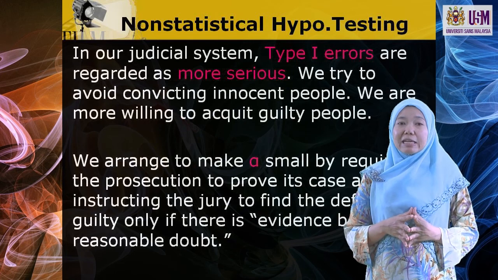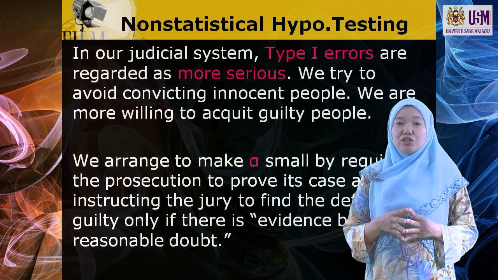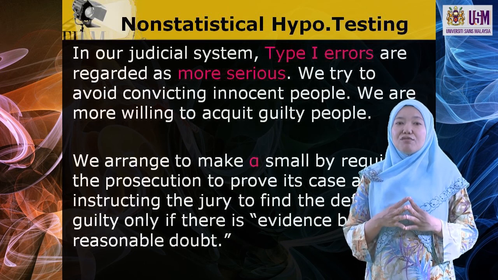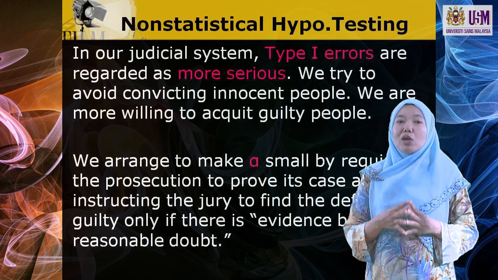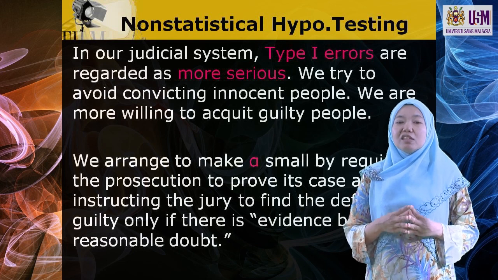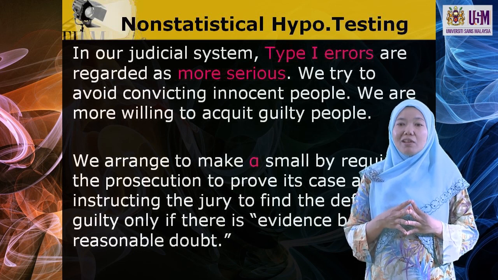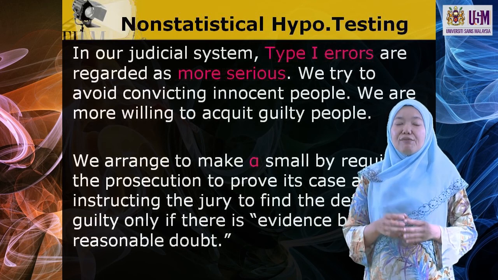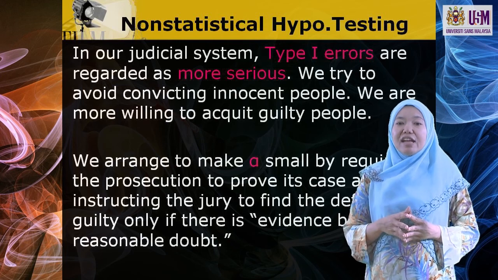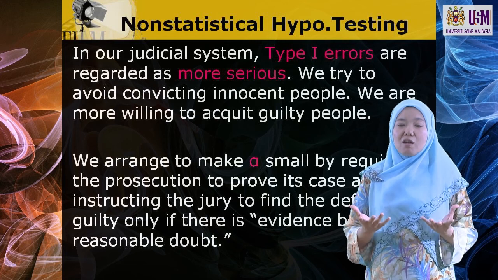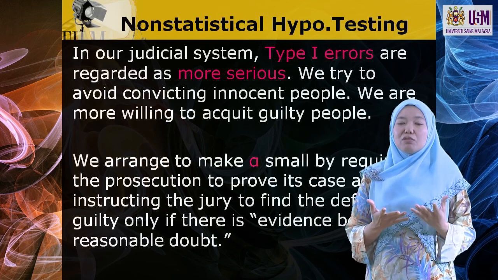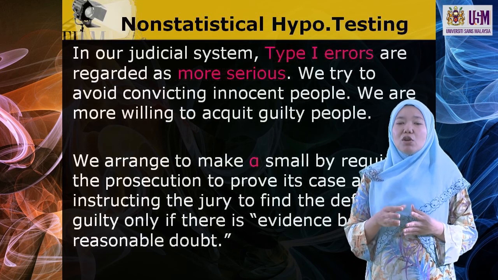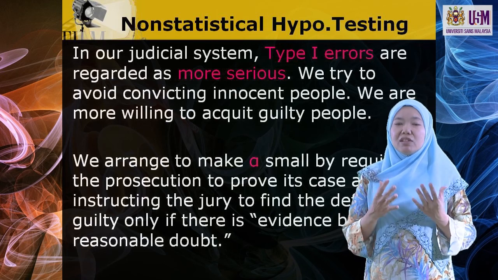So back to our courtroom example just now. In our judicial system, type 1 errors are regarded as more serious. Why? Because we are trying to avoid convicting an innocent person. We are more willing to acquit a guilty person. So in this case, we try to arrange to make alpha small by requiring that the prosecution prove its case and instruct the jury to find the defendant guilty if and only if there is evidence beyond a reasonable doubt. This is the phrase that you always come across, especially when you watch law series. You need to prove there is evidence beyond reasonable doubt.